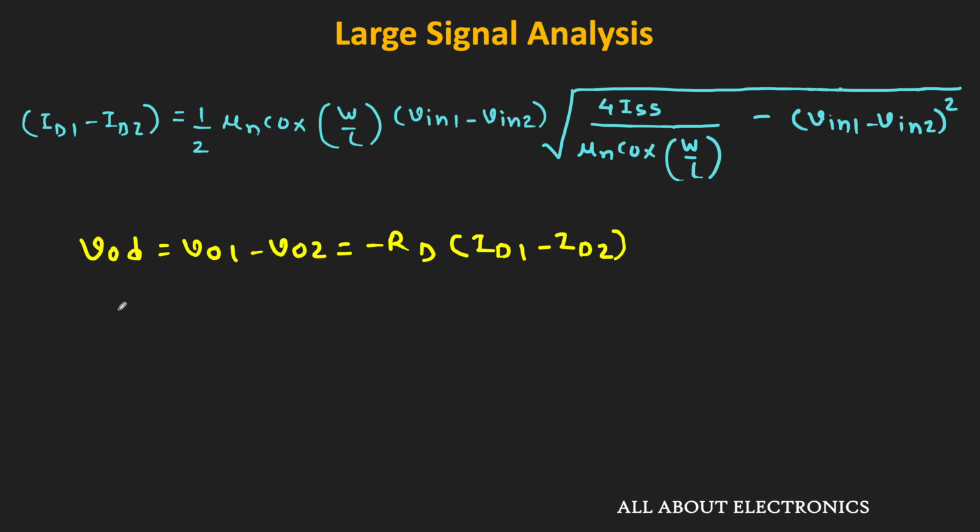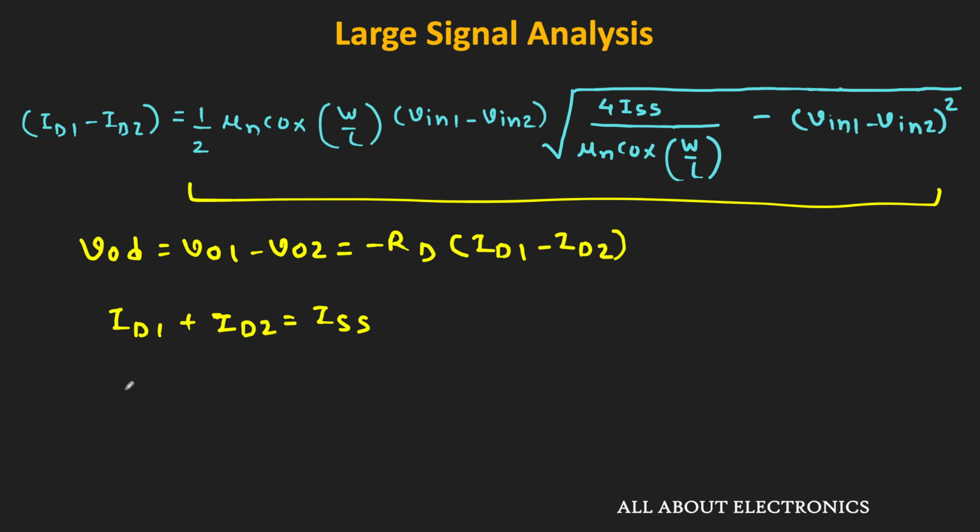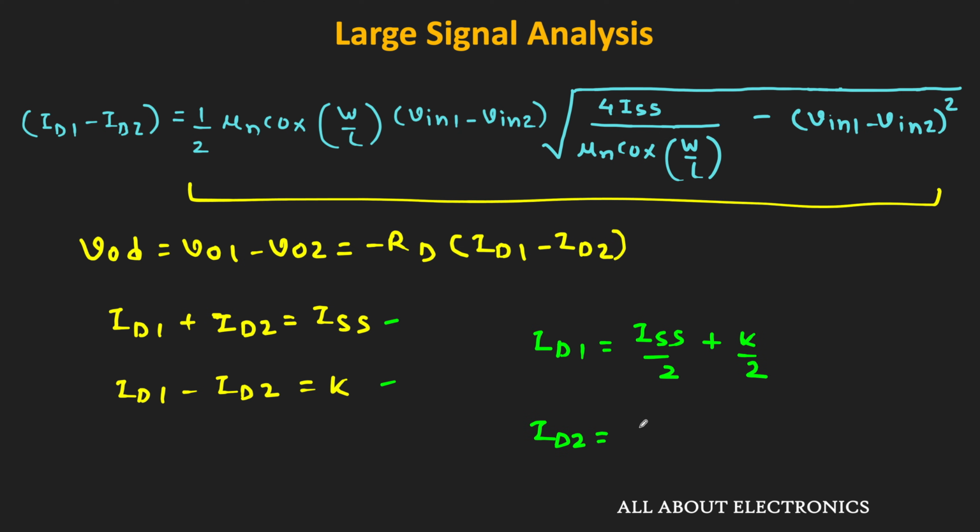Moreover, we know that this ID1 plus ID2 is equal to ISS. And if we assume that this entire term is equal to K, then this ID1 minus ID2 is equal to K. So if we solve these two expressions, then this ID1 is equal to this ISS divided by 2 plus K by 2, and the ID2 is equal to ISS divided by 2 minus K by 2, where this K is the entire term. So in this way, we can also see how the individual drain current changes with the differential inputs.